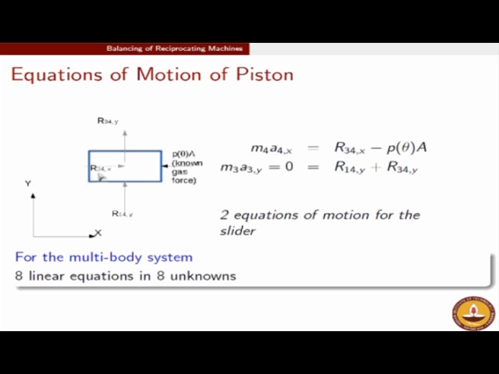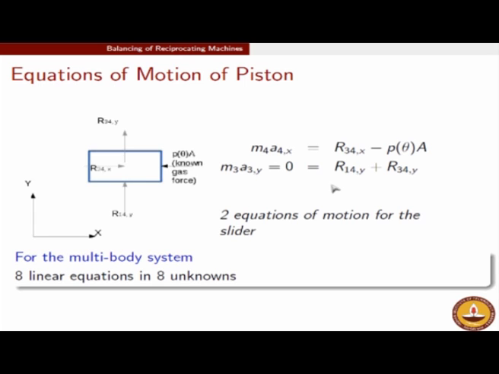Now in the piston there are 4 forces. R14 is coming from the frame to the piston, and because of our assumption that the sliding pair is completely frictionless, there is only one force, which is directed along the y direction. There is no x directional force in the present analysis. And we are also taking that R34x and R34y, and the gas force, are all passing through the center of mass. So there is absolutely no issue about moment balance, because all of these forces are passing through the same point, which is the center of mass.